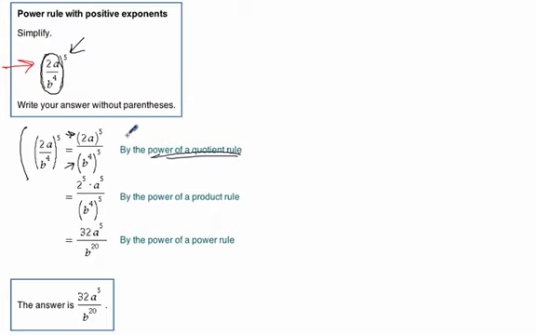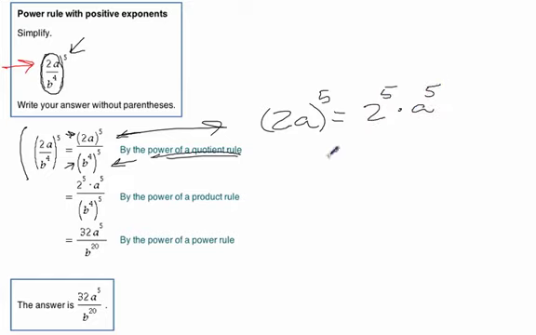Okay? Once we do that, then we've got two little mini problems just like the problem we did on the previous example. So we've got 2a inside parentheses, all raised to the fifth power. That's the same thing as 2 to the fifth power times a to the fifth power. That's where this numerator comes from. And then the denominator, everything inside there is raised to the fifth power. So we've got b to the fourth raised to the fifth. Remember, we can take the shortcut. That's just going to be 4 times 5.